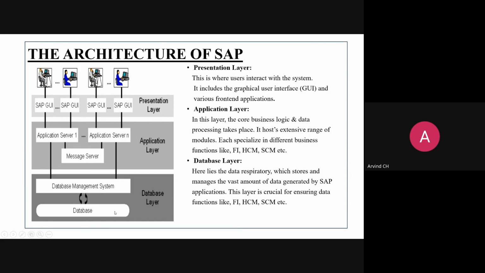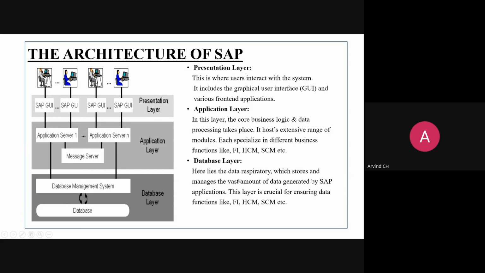Whenever required, that data will be pulled out to the application server, and the application server will send the data to the presentation layer. Then the data will be displayed in the presentation layer. This is the simple architecture of SAP. It is not only SAP; in any system the architecture will be similar. Usually the presentation layer in SAP is called the GUI. GUI is graphical user interface: G is graphical, U is user, and I is interface.